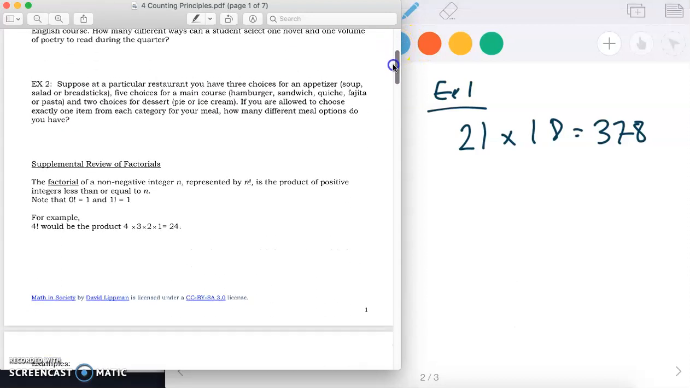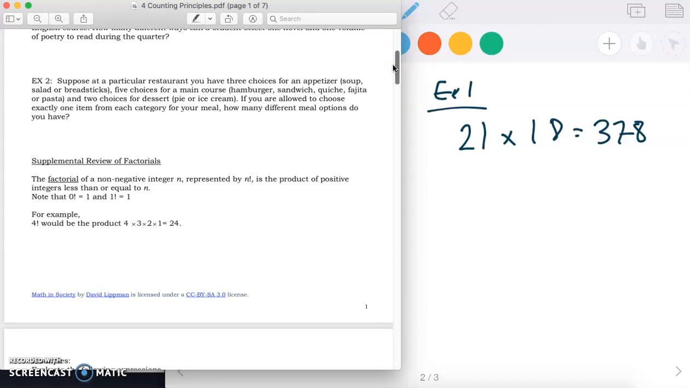Example 2 says, suppose at a particular restaurant you have 3 choices for an appetizer, soup, salad, or breadsticks, 5 choices for a main course, hamburger sandwich, quiche, fajita, or pasta, and 2 choices for dessert, pie or ice cream. If you are allowed to choose exactly one item from each category for your meal, how many different meals do you have?